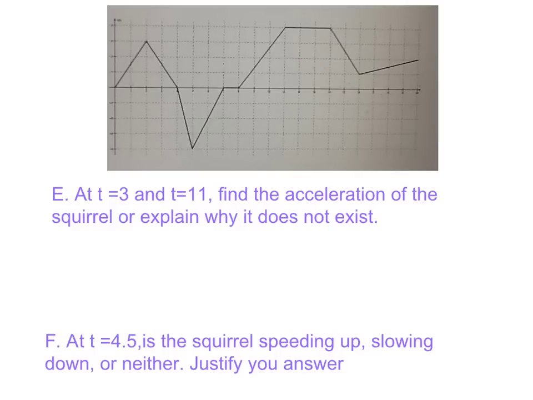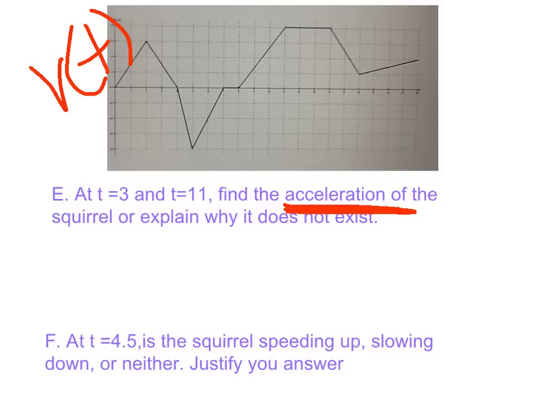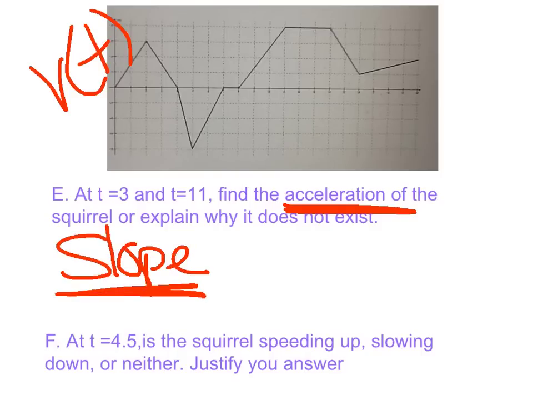Question E here. At t equals 3 and t equals 11, find the acceleration of the squirrel or explain why it does not exist. All right, so just keep in mind, you are staring at velocity. So if you want acceleration, you are now looking at, hopefully you've said the word by now, slope. This is all about slope. So if I go to 3 and I want the slope here, basically anybody who's on that line is going to have the same slope. So I just need to calculate the slope of this line.